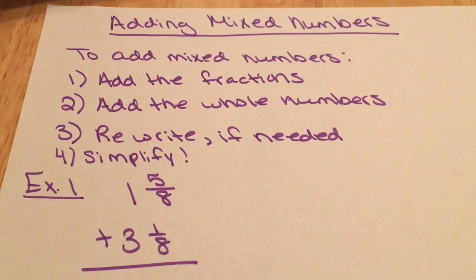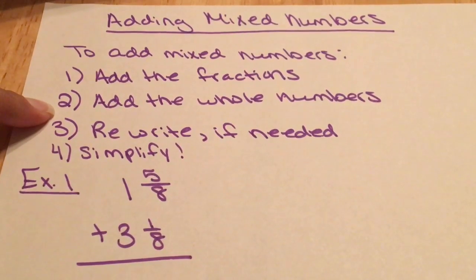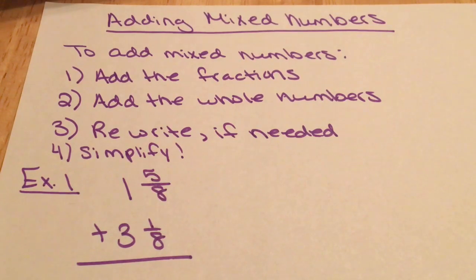Hi everyone! So today we're going to be adding mixed numbers. The way we add mixed numbers is to add our fraction part of the mixed number first, then add the two whole numbers, rewrite if needed, and as always, simplify. We are working with fractions after all.